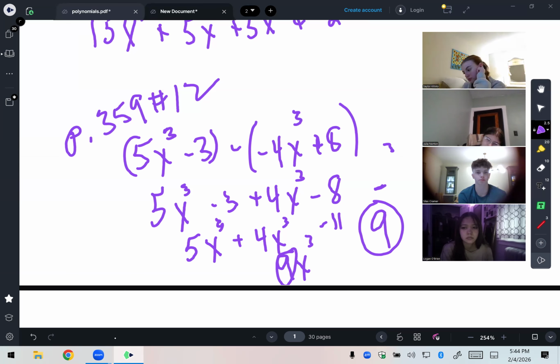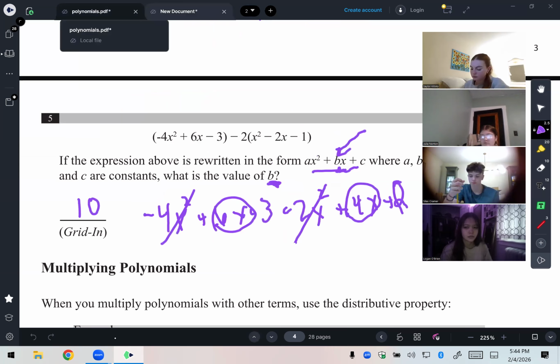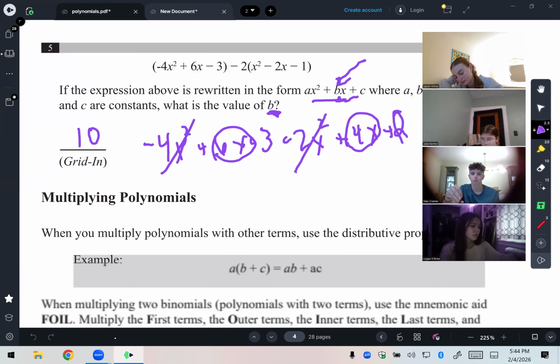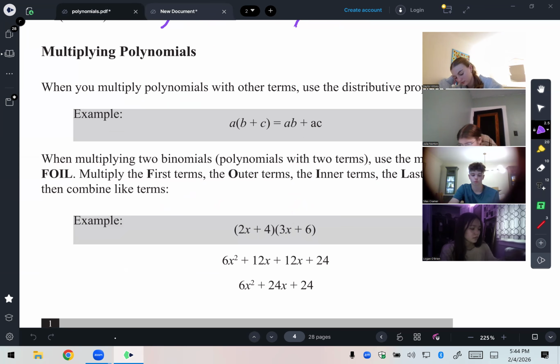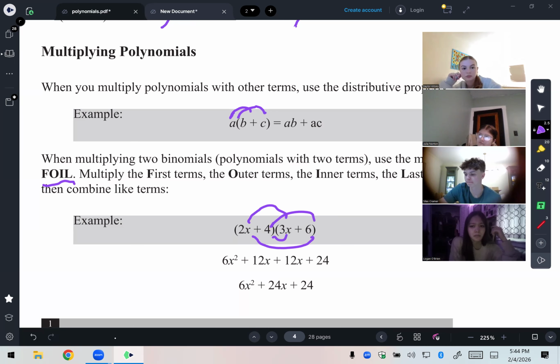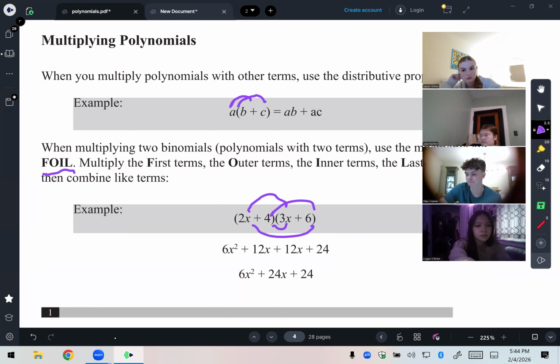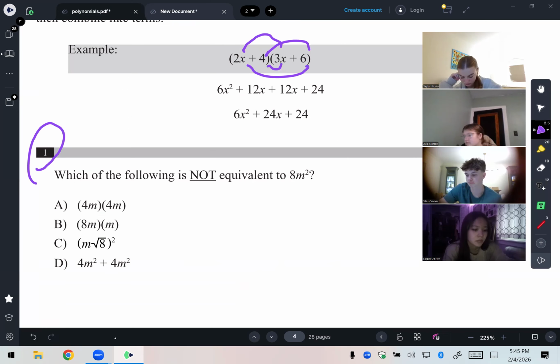Okay. So back to the packet. When we multiply polynomials, you know you can distribute. And you also have had a lot of algebra, so you know how to do first, outer, inner, last, right? That's pretty easy. Okay, let's look at number 1. Which of the following is not equivalent to 8m squared? Well, this one would be 16m squared. So that's our answer.